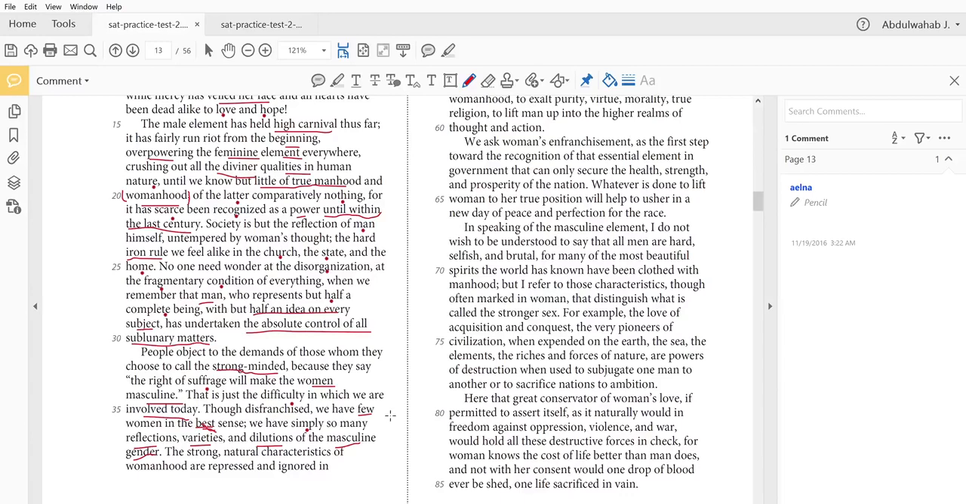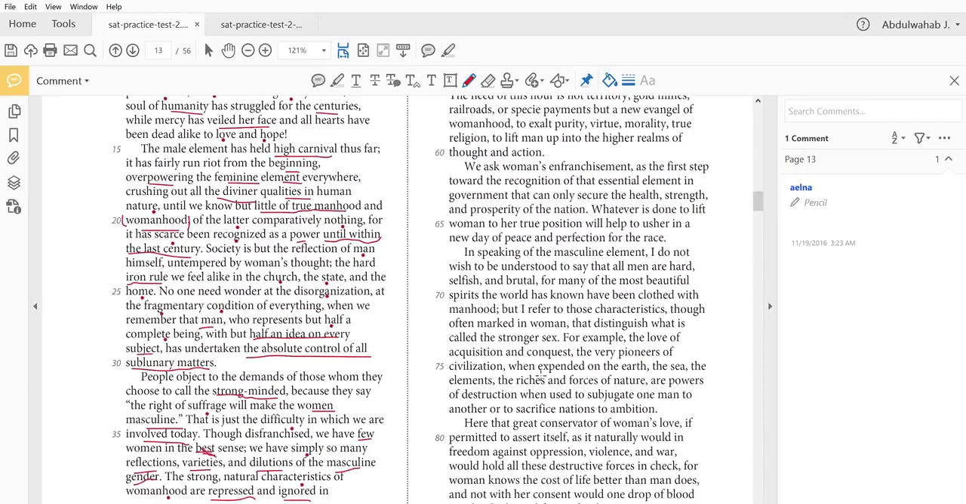So even women are acting like men, or acting in a way which men condone, acting in the way that men want them to act, and we don't have an actual true original woman character. The strong natural characteristics of womanhood are repressed. They are not allowed to show themselves. They are ignored, these strong natural characteristics of womanhood or of women.